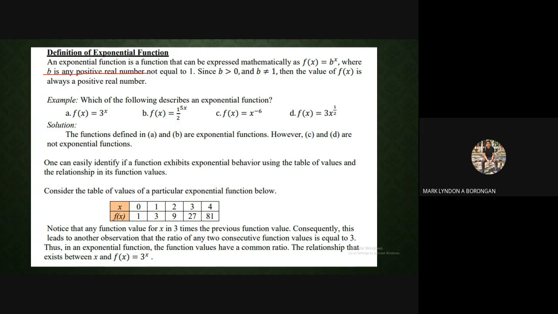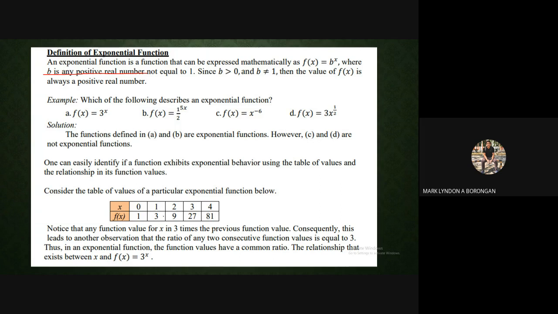Notice that any function value is 3 times the previous function value. So 1 times 3 is 3. Then 3 times 3, you'll get 9. Then 9 times 3, you'll get 27. And lastly, 3 times 27, you'll get 81. Consequently, this leads to another observation: the ratio of any two consecutive function values is equal to 3. Thus, in an exponential function, the function values have a common ratio.